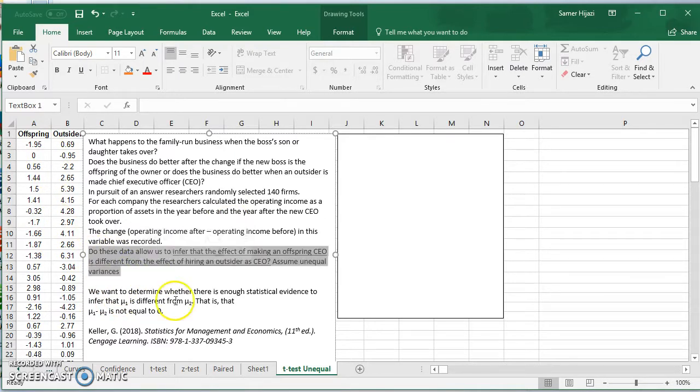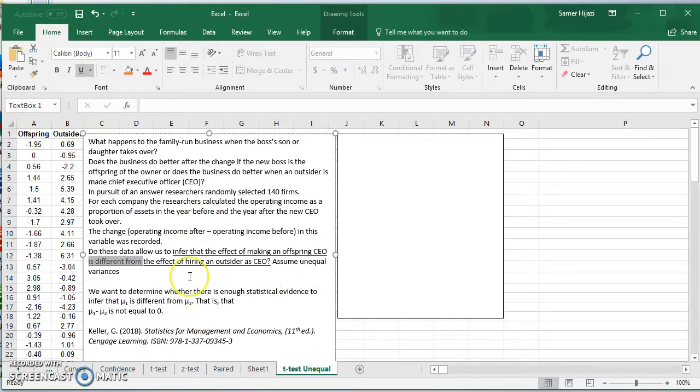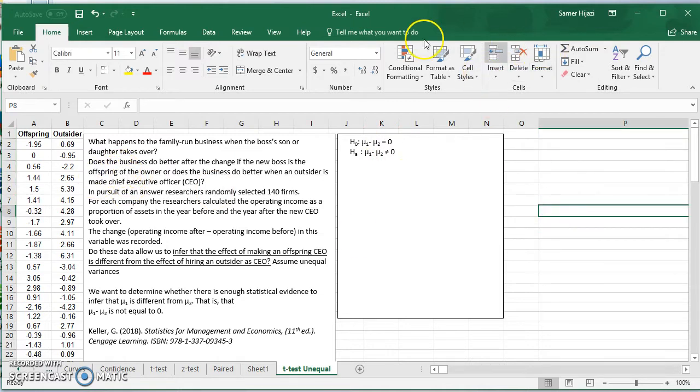The question is, does this data allow us to infer that the effect of making an offspring CEO is different from the effect of hiring an outsider? The key words here are "different from," which means not equal. And they said assume unequal variances. So if we let mu1 be the offspring and mu2 the outsider, then we're looking at mu1 minus mu2 does not equal 0 as the alternative, and mu1 minus mu2 equals 0 as the null. Different from means they're not equal, so that goes in the alternative hypothesis, and the null hypothesis would be the equality.